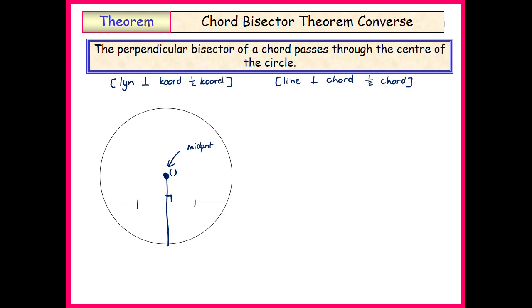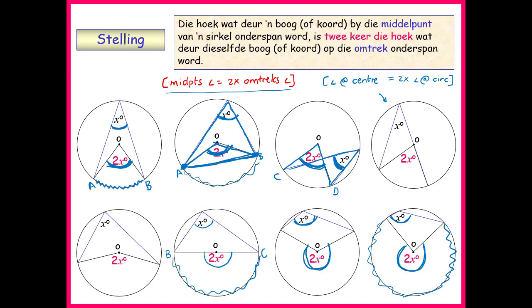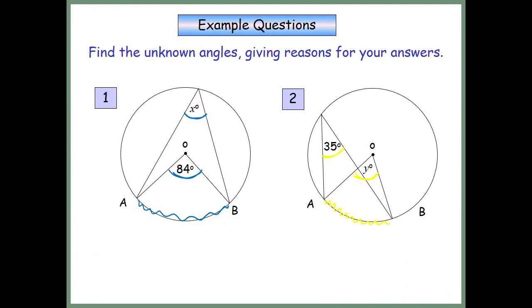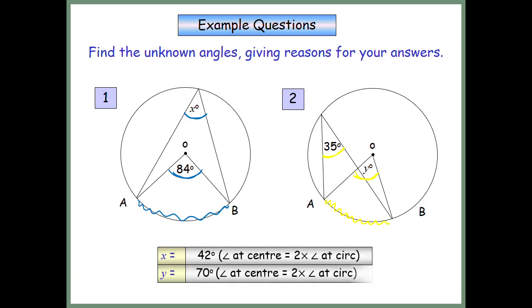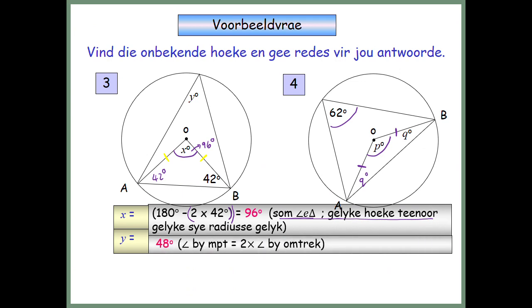We have a line that bisects the chord and is perpendicular to a chord, and then what we could deduce is that that point O must then be the midpoint. Get a lot of these. Some examples of that. So you just half the 84 and double the 35. Here we did the same thing, but we worked with the fact that the radius of a circle is always equal. So ons gewerk met gelykbenige driehoeke.